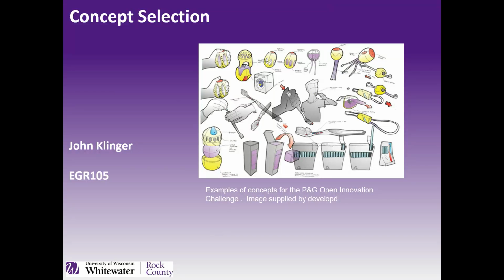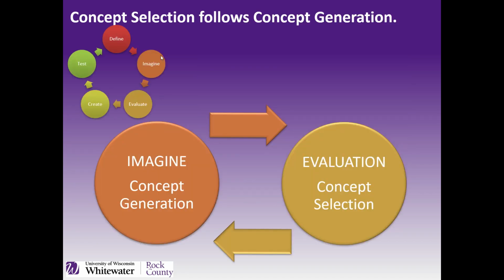Welcome back. You've just completed the concept generation part of the design process, and now we're on to the concept selection part. So we've just completed looking at this imagine phase and generating concepts. Now we want to look at evaluating them and selecting them. And we may go back and forth between these two steps many, many times until we get a solution that we're happy with. So how do we pick which concept we want?